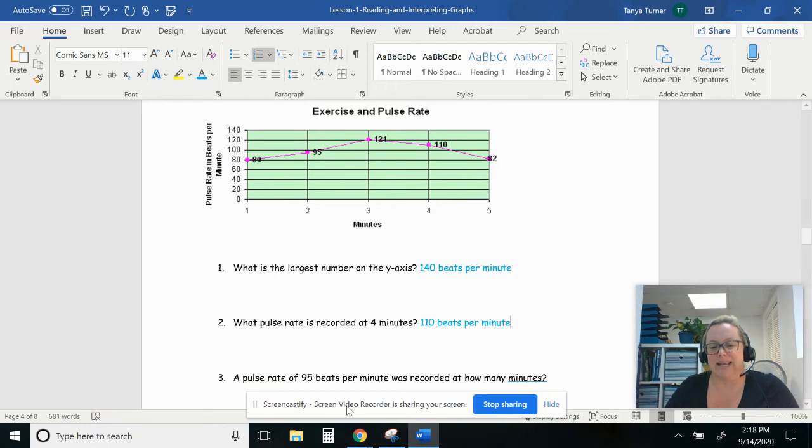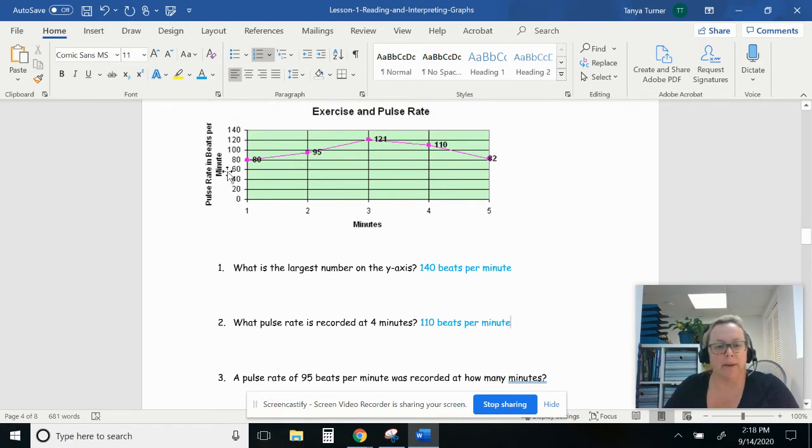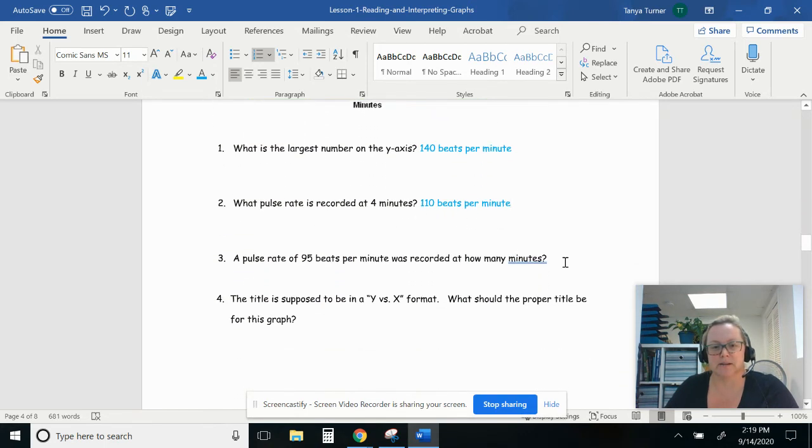Next is looking at it the opposite way. Pulse rate of 95 beats per minute, that's our y-axis, that's our dependent variable, was recorded at how many minutes? So we're going to have to go up here and follow our line, and we're looking for 95. As you can see right here, 95 happened in 2 minutes. And again, when you are writing answers, units. Get used to it. We do it all the time in science.